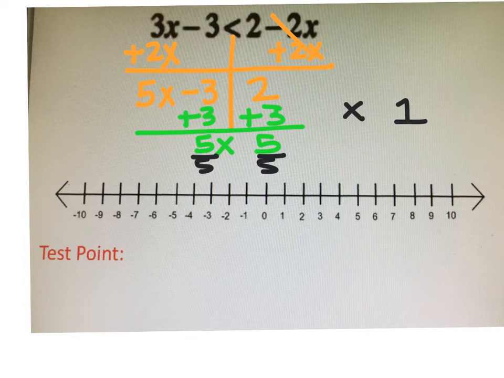Okay, so what I know about that is that's where I'm going to put my point. So I'm going to come down here and put a dot at 1, and notice I left it open this time because it was just a less than symbol. So that's my boundary point.